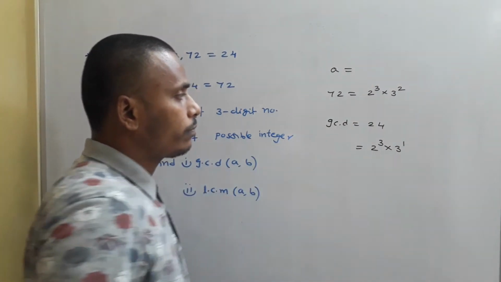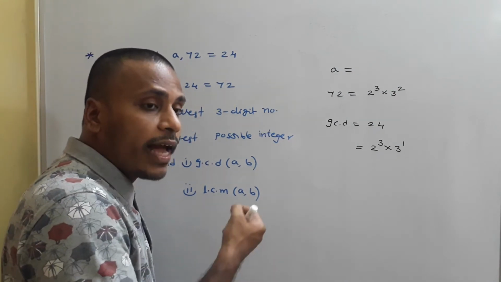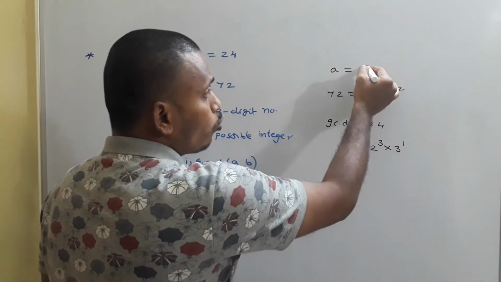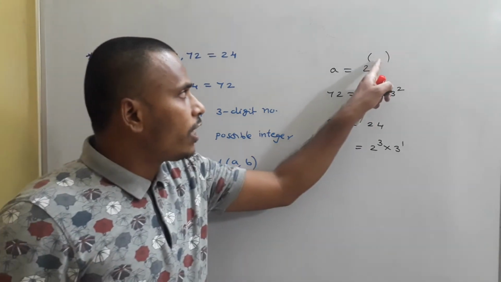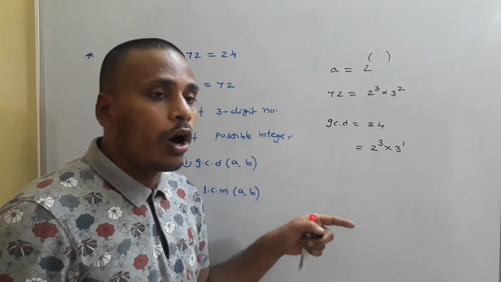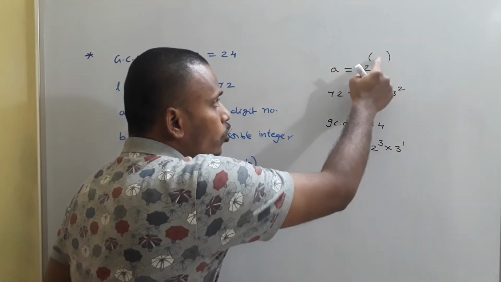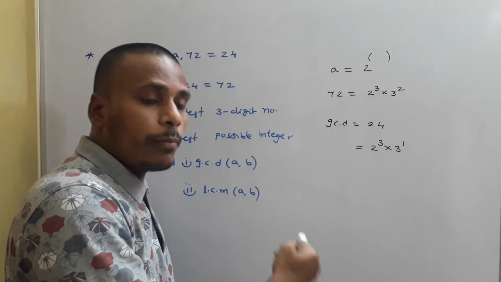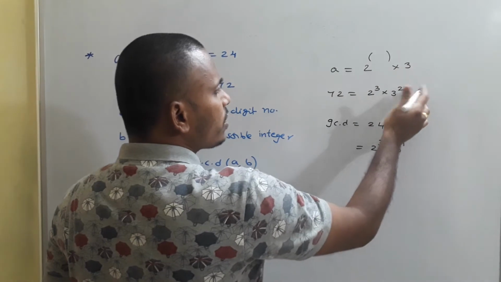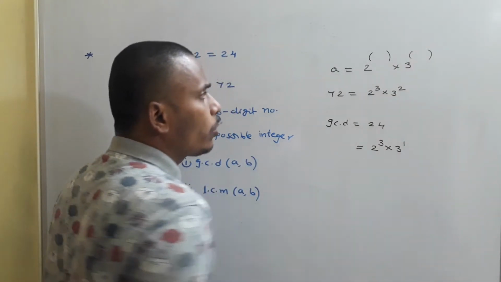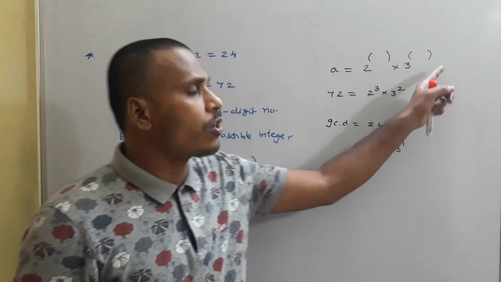Then for A, we need to use 2 power any number which is more than or equal to 3. There is no chance of filling this place with 2 or 1, because when compared with these powers the least value is 3, so this value is maybe 3, maybe 4, maybe 5, like that. In the same way, for 3, since here 3 square is involved, again we need to write the minimum possibility of 2.